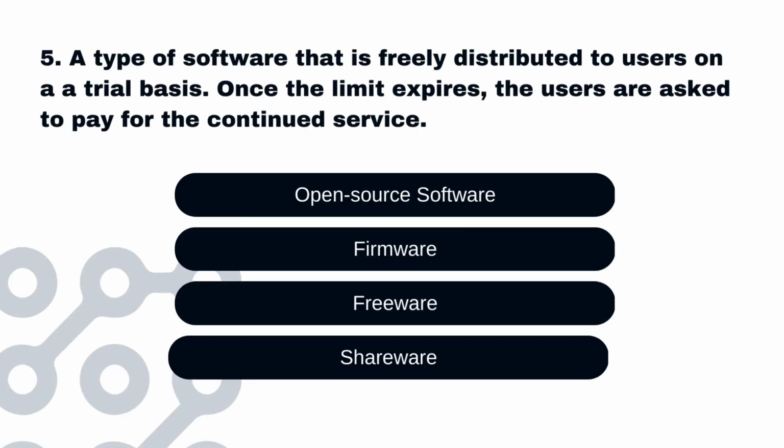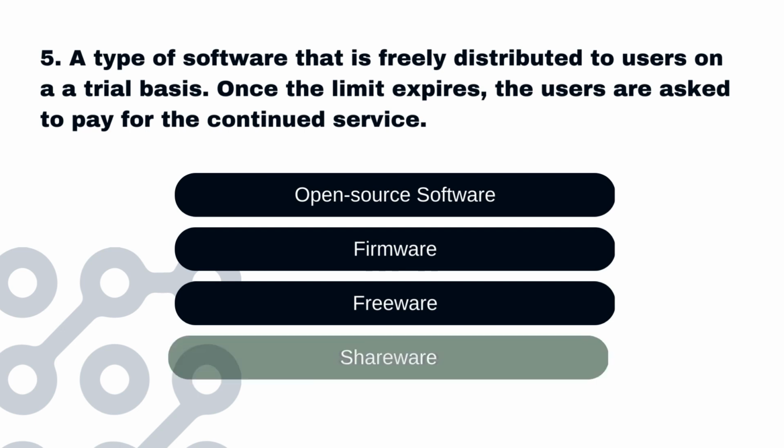Question number 5. It is a type of software that is freely distributed to users on a trial basis. Once the limit expires, the users are asked to pay for the continued service. And the correct answer is shareware. Students, how many scores did you get? I am sure you got a high score in this activity, and because of that, good job and congratulations!